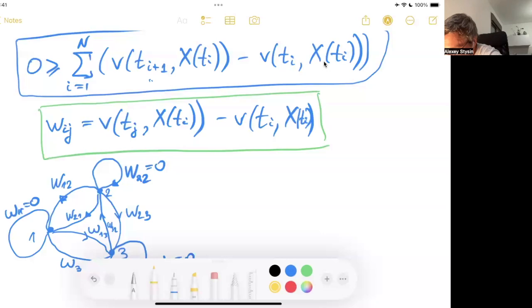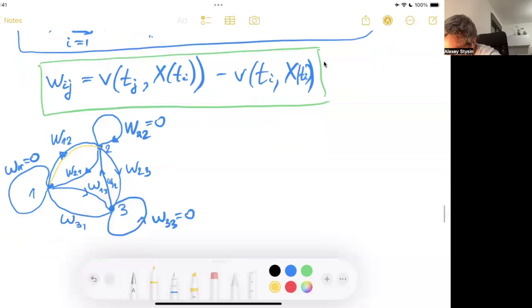Let's take a look at the possible cycles. Maybe we can travel from 1 to 2, then from 2 to 3, and from 3 to 1. This is one potential cycle, but there are many more. There's this cycle going in a triangle, and there's this cycle here, and this cycle here, and there are also these trivial cycles. And also visiting many nodes many times would work.